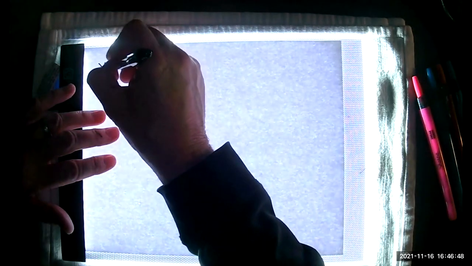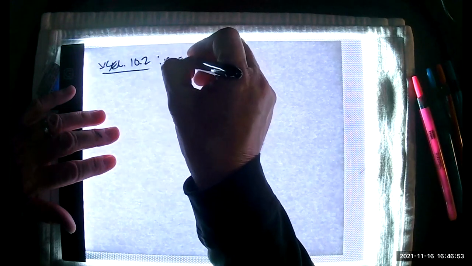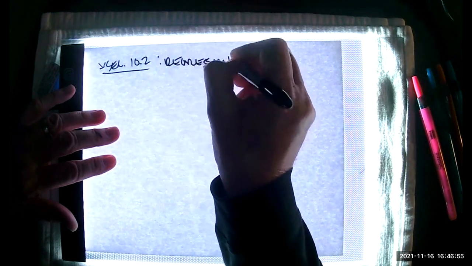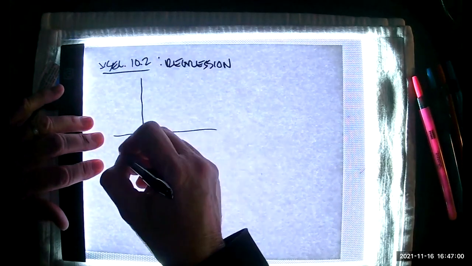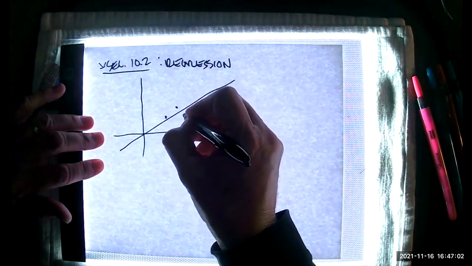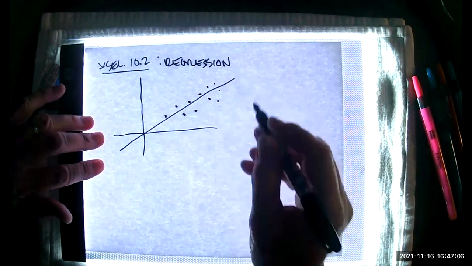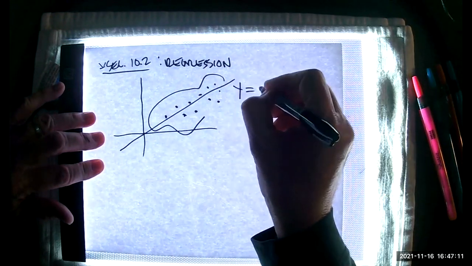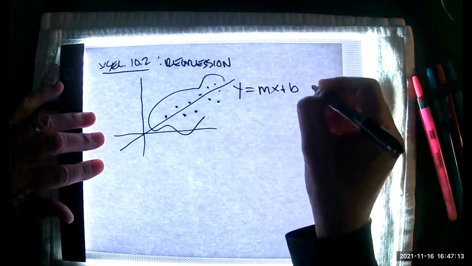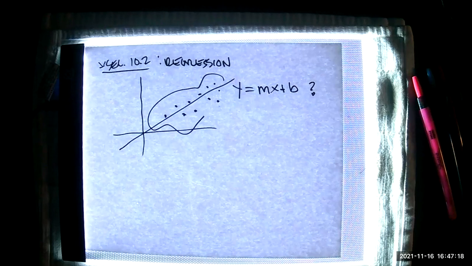So, section 10.2, the title is regression. Once we have correlation, and we've got a nice, tight relationship, and we've rejected the null hypothesis, I want to know what the equation of that line is. Y equals mx plus b.